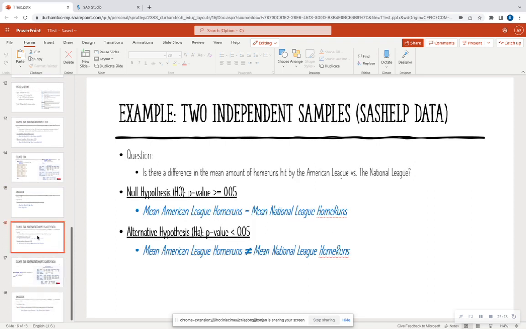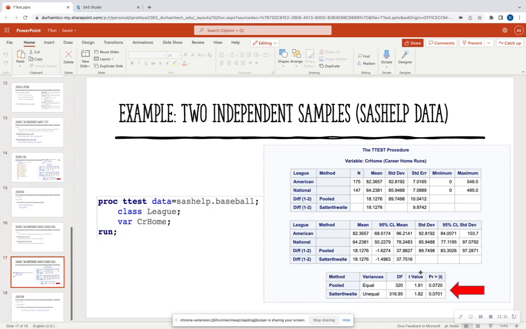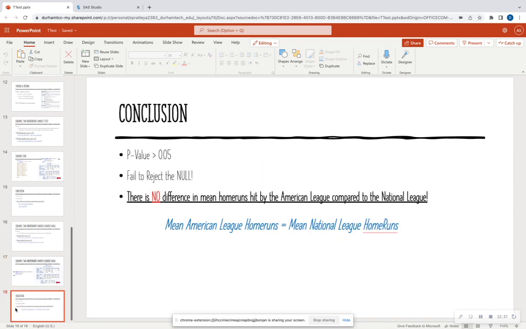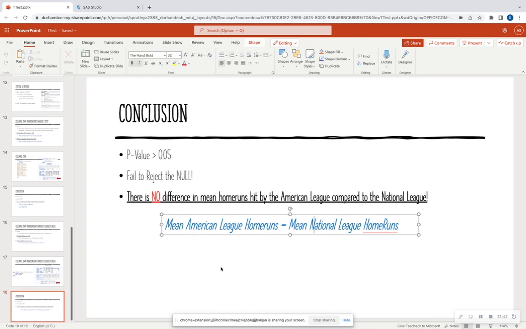In our second example, the question at hand was, is there a difference in the mean amount of home runs hit by the American League versus the National League? So the null here is that the mean American League home runs equals the mean National League home runs. And the alternative is that they're not equal. We end up running a t-test and we got a p-value that was greater than 5%. So in conclusion, there is no difference in the mean home runs hit by the American League compared to the National League, and that is described here in blue.